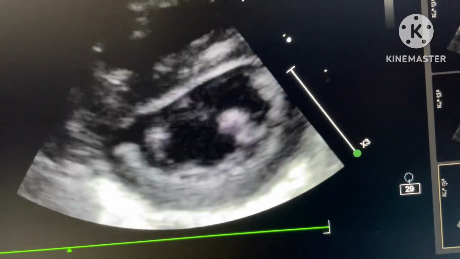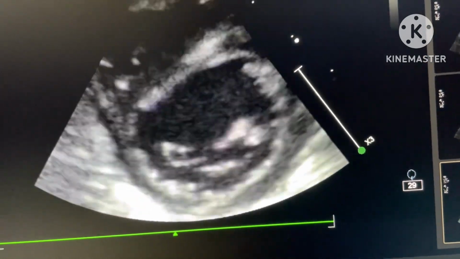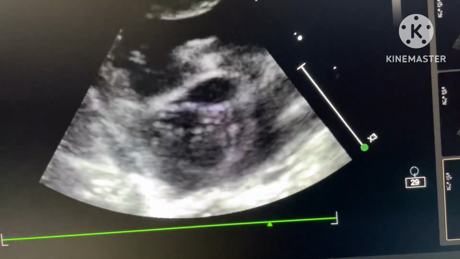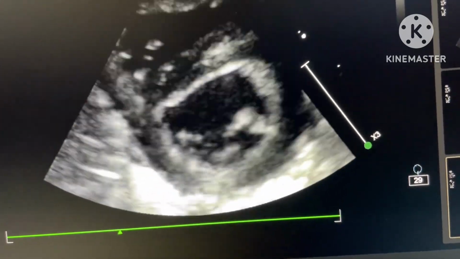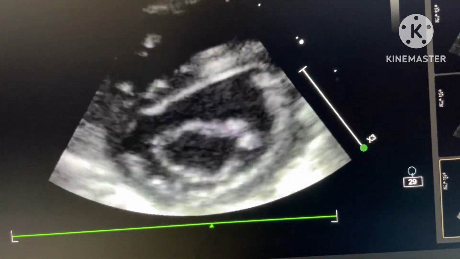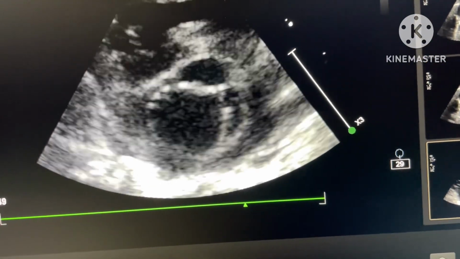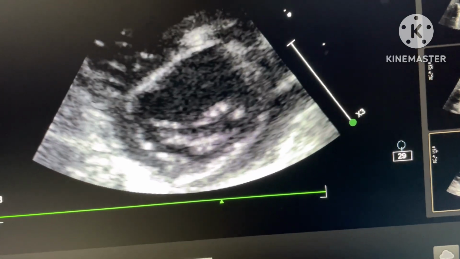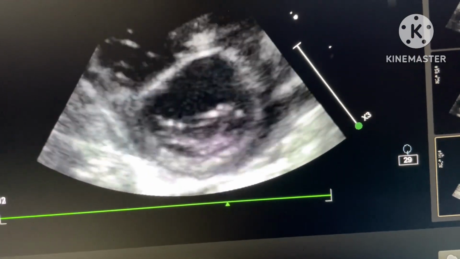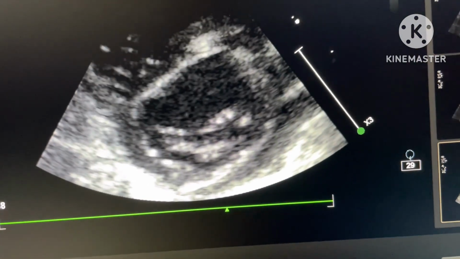We can see D-shaped left ventricle indicating raised right ventricular systolic pressure. That means significant pulmonary artery hypertension. You can see D-shaped left ventricle. This left ventricle is D-shaped. So D-shaped left ventricle indicates raised right ventricular systolic pressure.